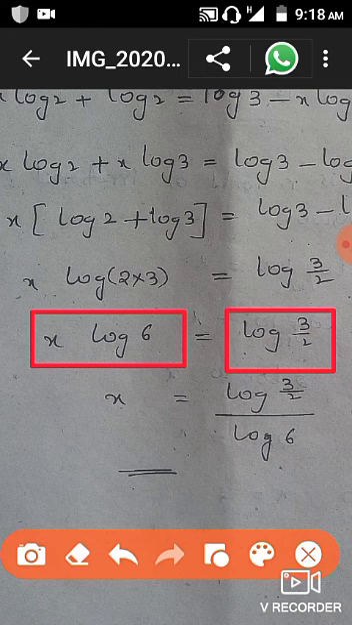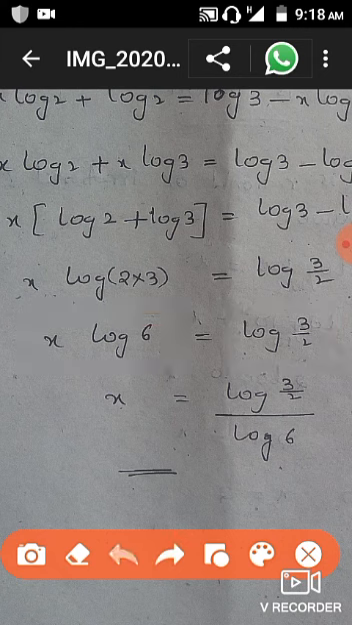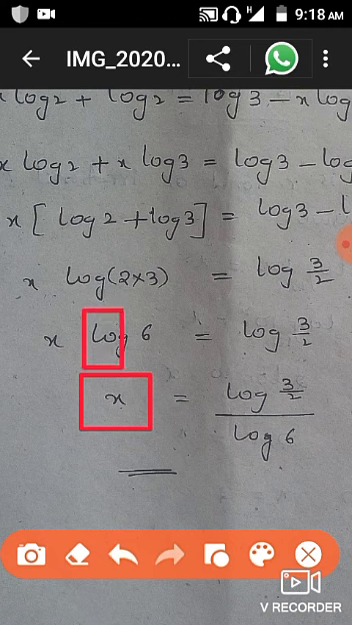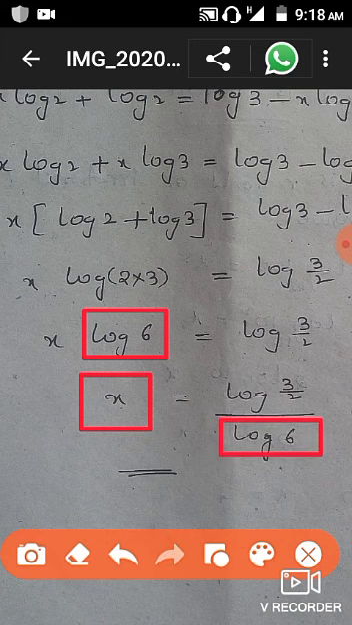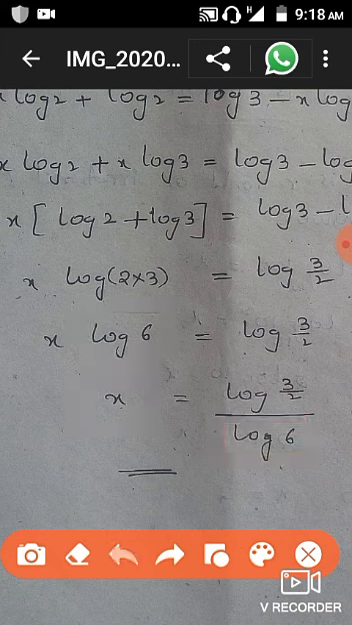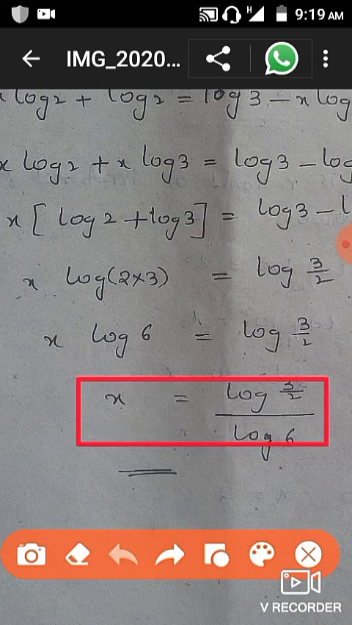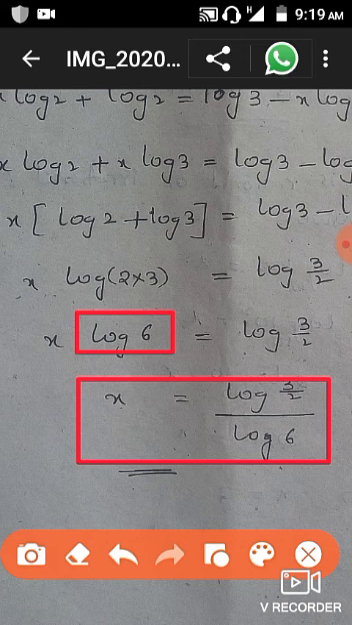So what we have to find? x we have to find. In the question, x we have to find. So x, right, keep on the left side. This log x I am transposing to the right side. What happens? It comes to the denominator, right? So now writing that, x equals log 3 by 2 by log x.